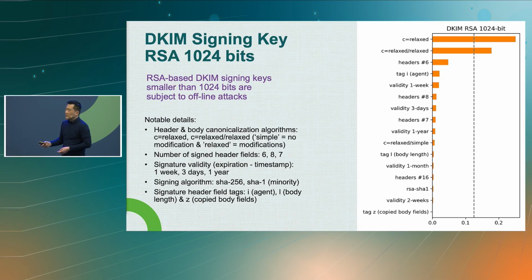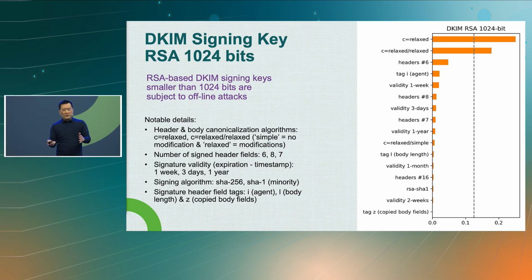One interesting thing to take note of in this one, that the majority of organizations are using, is that canonicalization is relaxed. Canonicalization is where it checks the text and the headers, how you format it. If you have extra spacing or extra line breaks, whether you are okay with it or not. In this case, most of the time it's relaxed. And the headers, the number of headers like subject, mail, to, recipient, is about 6. And the signature validity, like I mentioned, is about 1 week here.